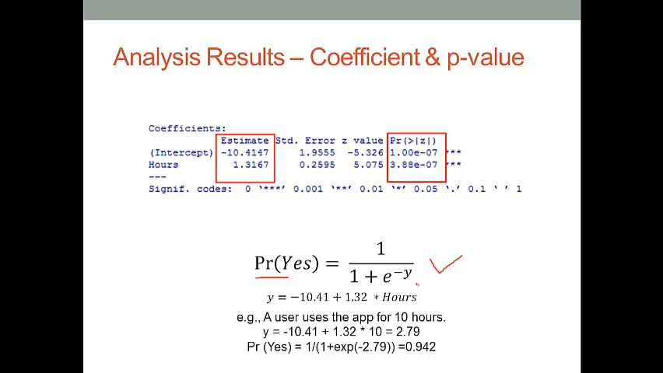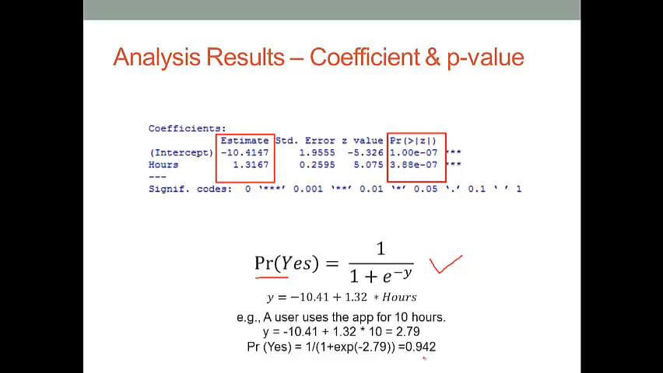Let's see an example. Let's say we have a customer. She uses the mobile app for 10 hours a week. According to the y equation, we want to replace the hours factor with 10, and then we can get y equals 2.79. Now we get the y value, so we bring 2.79 back to the probability calculation, and then we can get the probability for this customer to say yes is 94.2%. This is how we calculate the probability to get a yes answer.